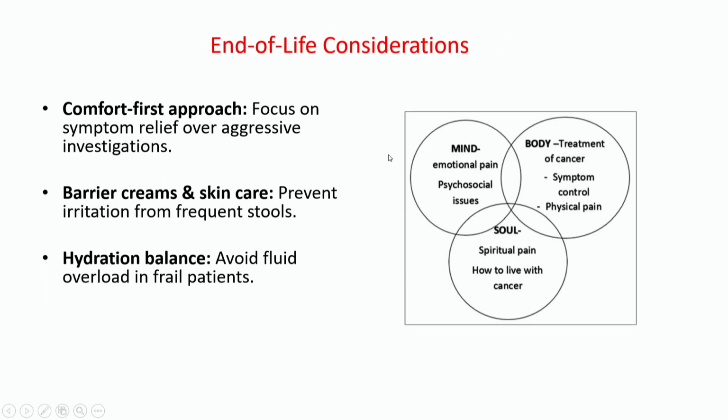So, end of life: use of mind, body and soul. What is our goal in end of life consideration? Mind: emotional pain, psychological issues. Body: treatment of cancer, symptom control and physical pain. And soul: spiritual pain, how to live with cancer. There are three goals of end of life palliative care.